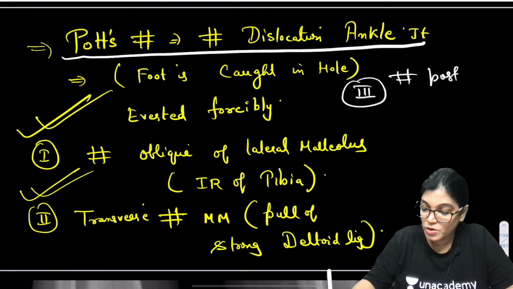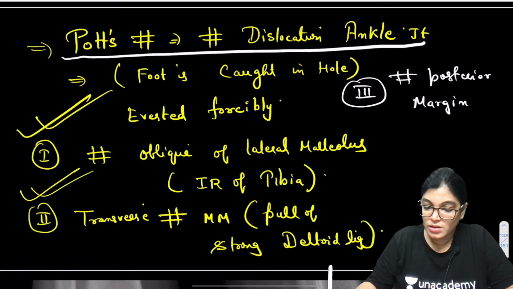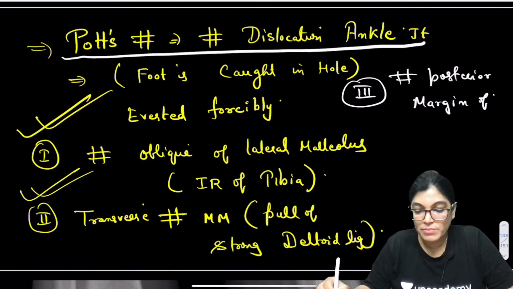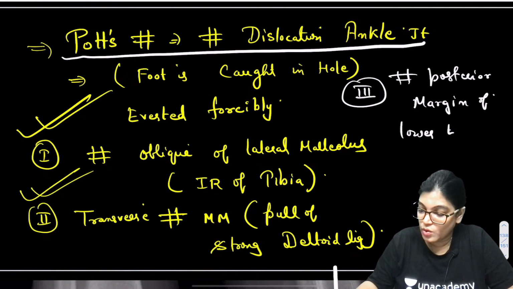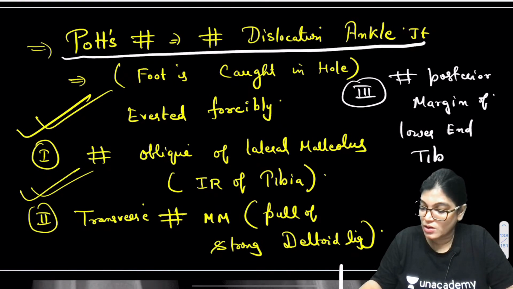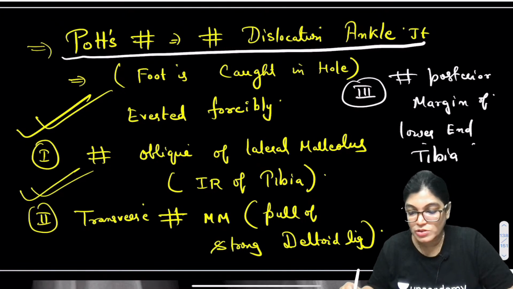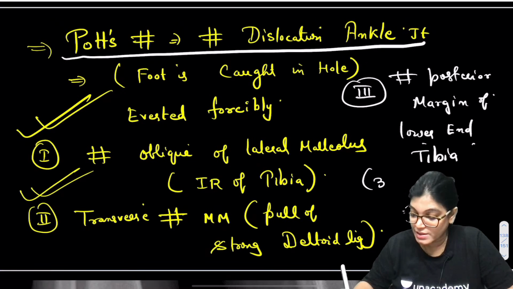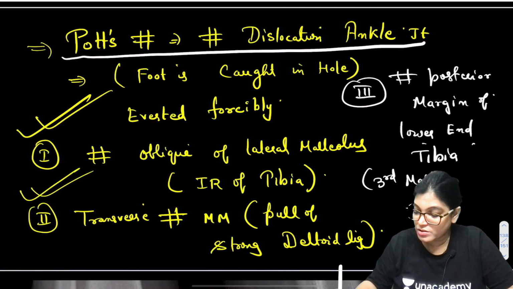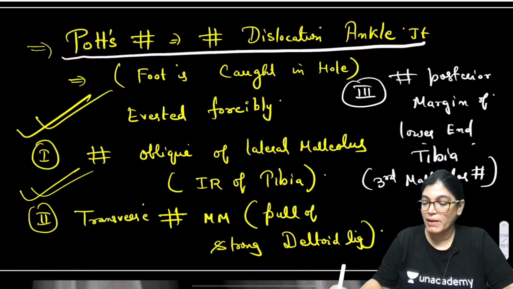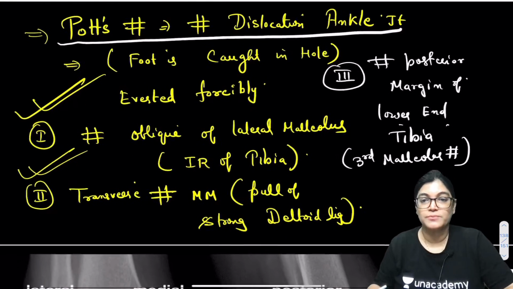of posterior margin of lower end of tibia. So, sometimes the posterior margin of the lower end of tibia is also involved, and in this case it is called as third malleolar fracture or trimalleolar fracture.